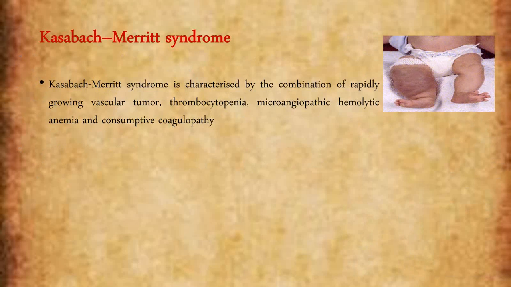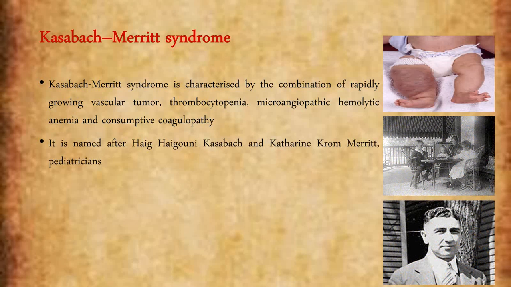Kasabach-Merritt syndrome is characterized by the combination of rapidly growing vascular tumors, thrombocytopenia, microangiopathic hemolytic anemia, and consumptive coagulopathy. It's named after Haig Kasabach and Katharine Merritt, who was a pediatrician.